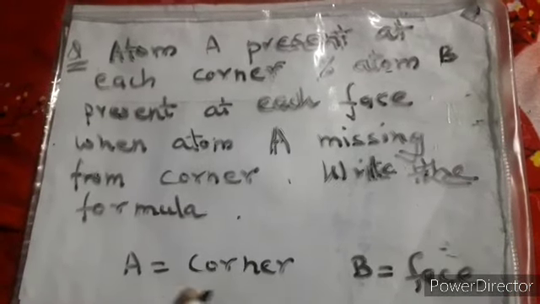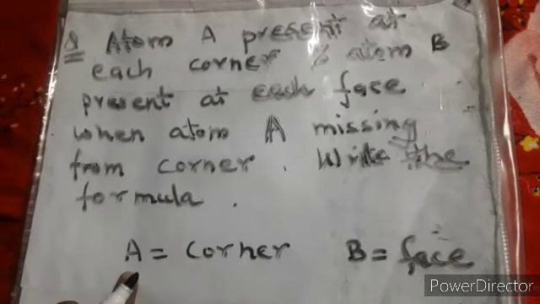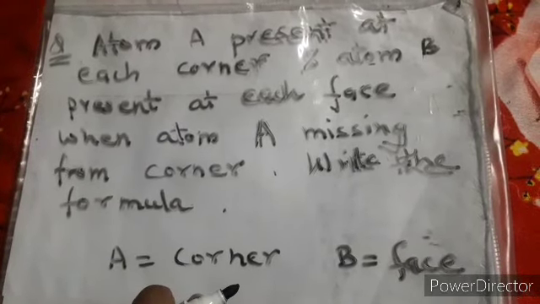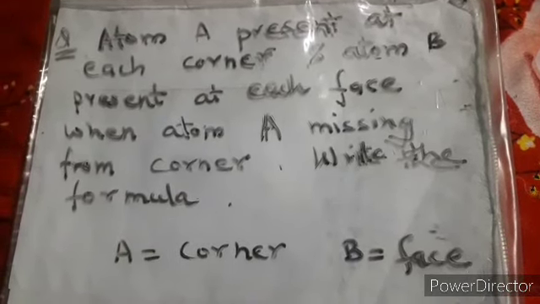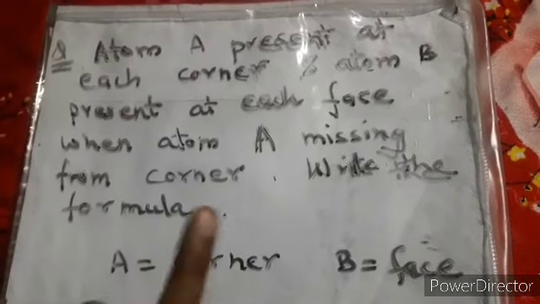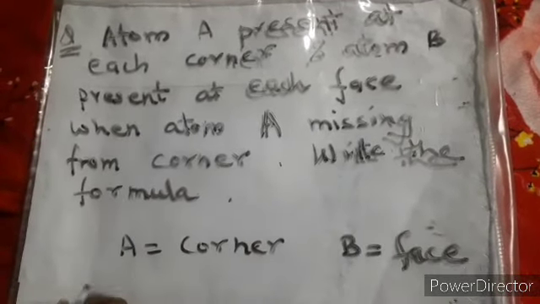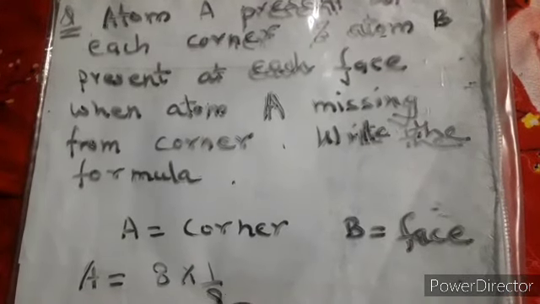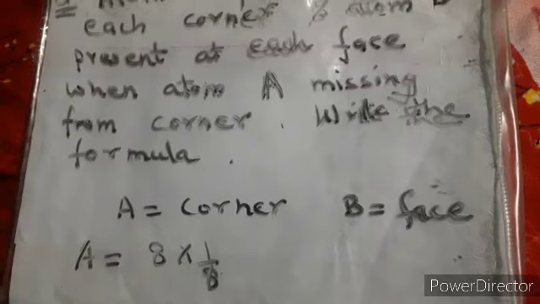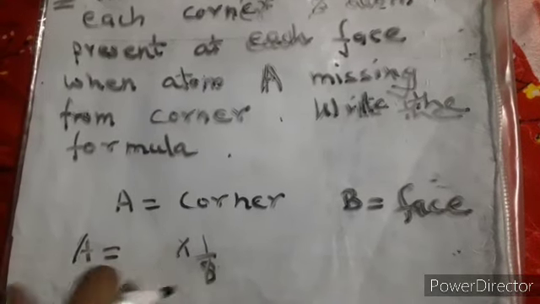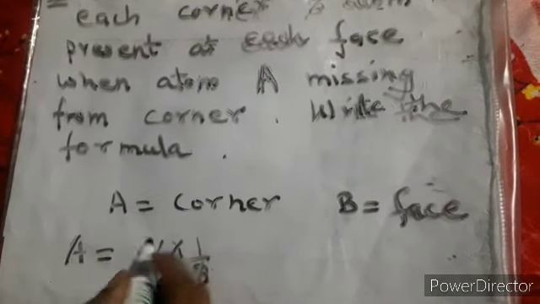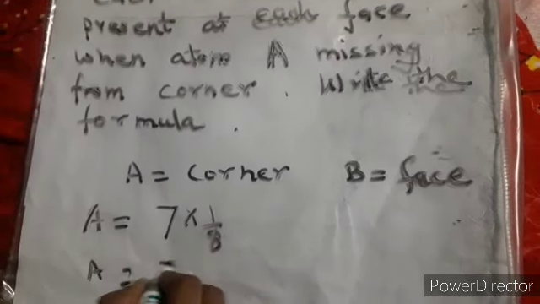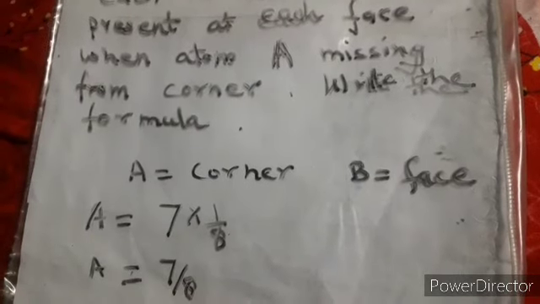This is a problem. Why? Because one of the atoms is missing. In the corners, how many atoms are there? 8, but one is gone. So now the atoms are not 8, now it is 7. Initially we were using the formula one way, but now we cannot use it because one atom is missing. So in place of 8, what will we write? 7, right? So now A is 7 by 8.